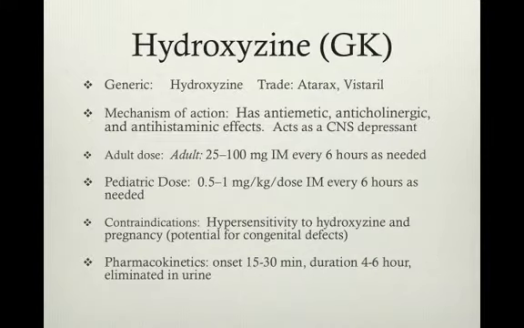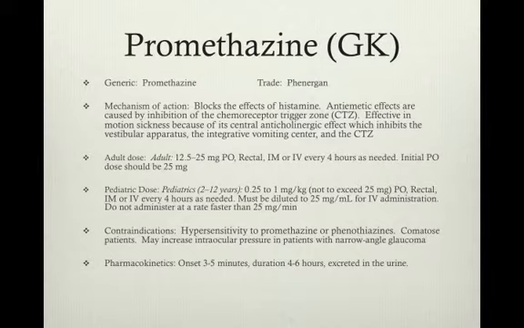Promethazine as well, general knowledge. This has a high frequency of extrapyramidal symptoms, which will give us kind of like a dystonia, rigidity in the extremities, near paralysis. Mechanism of action, since it is a general knowledge drug, blocks the effects of histamine. Antiemetic effects are caused by inhibition of the chemoreceptor trigger zone. Affects motion sickness because of a central anticholinergic effect, and that's kind of what also can give us extrapyramidal symptoms, which inhibits the vestibular apparatus, the integrative vomiting center, and the chemoreceptor trigger zone.